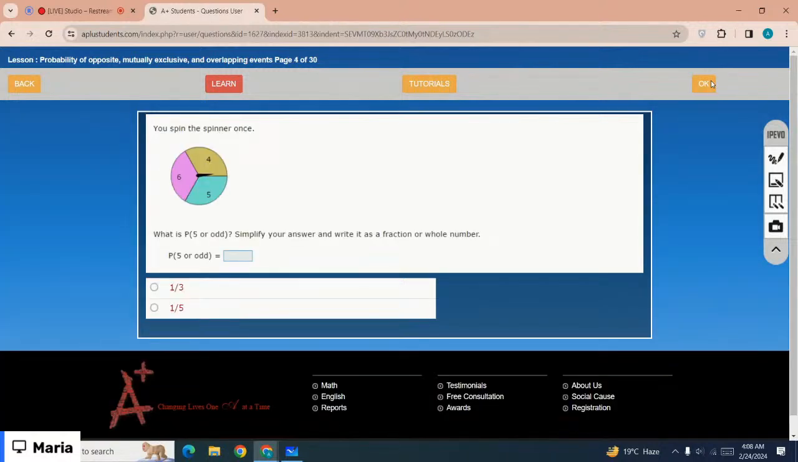Okay, you spin the spinner once. What is the probability of 5 or odd? Which is the correct option? You have to answer now. Which option is the correct one?